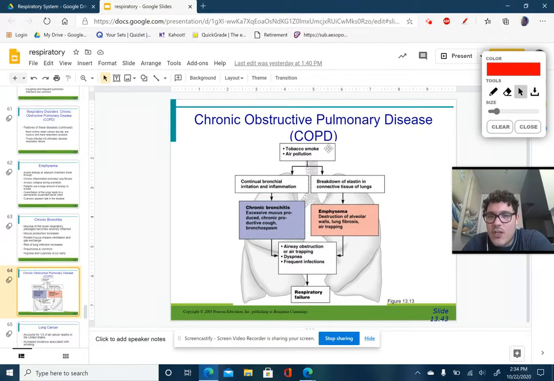Regarding COPD, we mentioned how there's a couple things that are associated with it, right? Tobacco smoke or air pollution can lead to this condition becoming more severe. Continual bronchial irritation and inflammation can occur. Breakdown of elastin, which is how elastic the lungs are, leads to these conditions that we talked about in our previous video, bronchitis and emphysema. That can cause airway obstruction, air trapping, dyspnea, which is difficulty breathing, frequent infection, and all of this eventually leads up to respiratory failure, which is flat out when the lungs stop functioning.